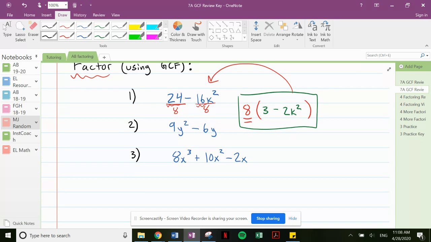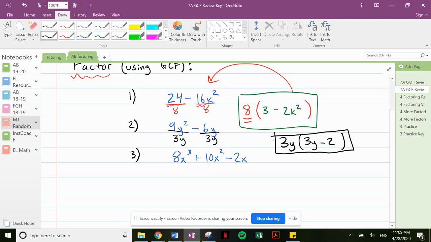Number two, 9y squared minus 6y. I notice that I can take out a 3 from both 9 and 6. And I can also take out 1y, since 9y squared has 2 y's multiplied together, but negative 6y only has 1. The most I can take out is just that 1y. So that's my GCF. Now I need to see what's left when I divide both terms by 3y, or factor out that 3y. And it looks like I'm left with 3y minus 6 over 3 is 2. The y is divided into 1. 3y minus 2. Multiply it back in, or double check that your factors on the inside have no common factor.